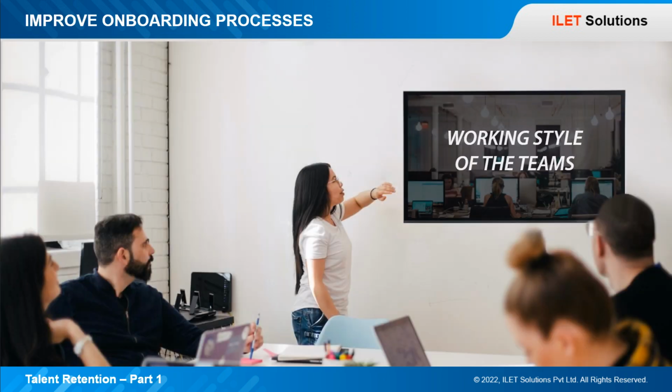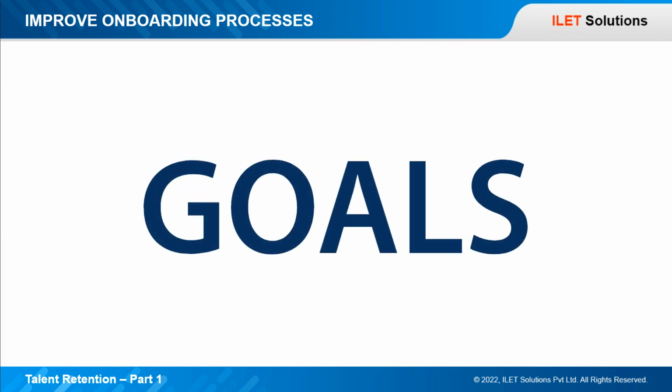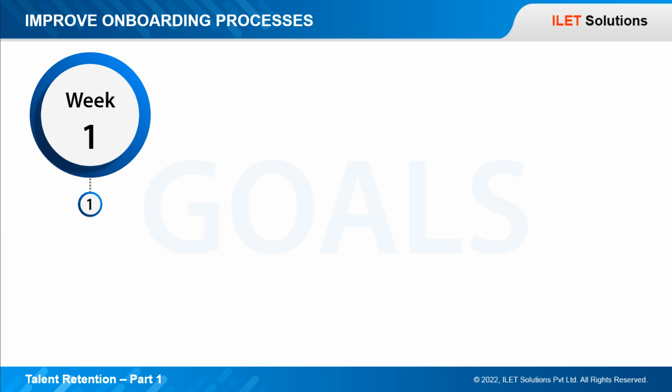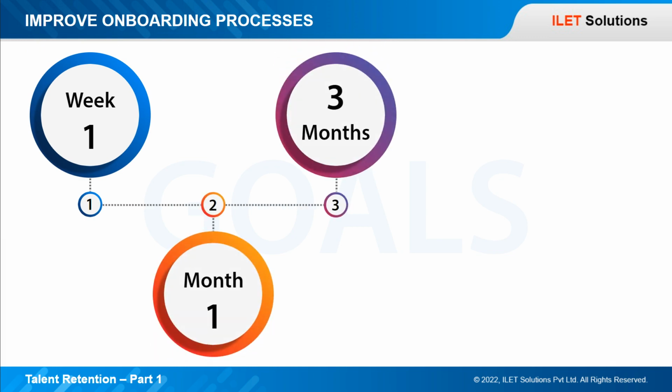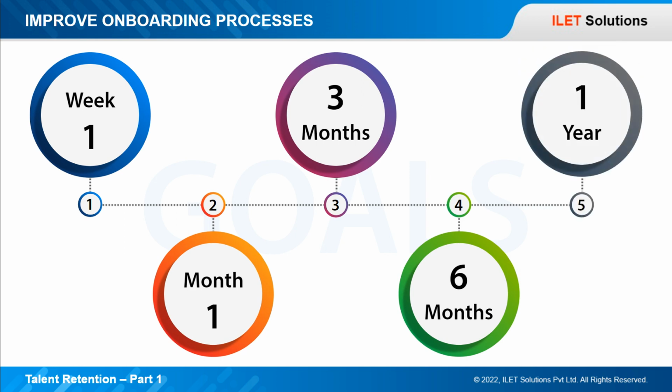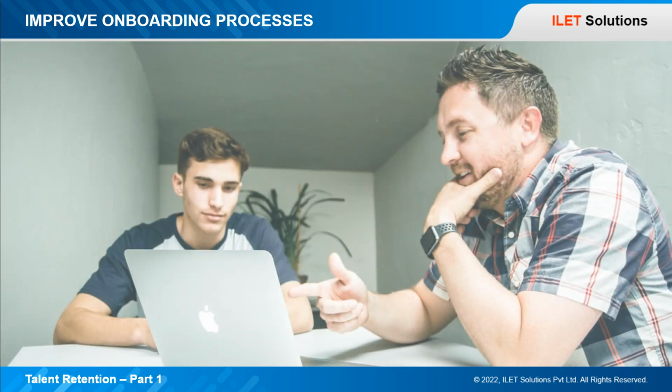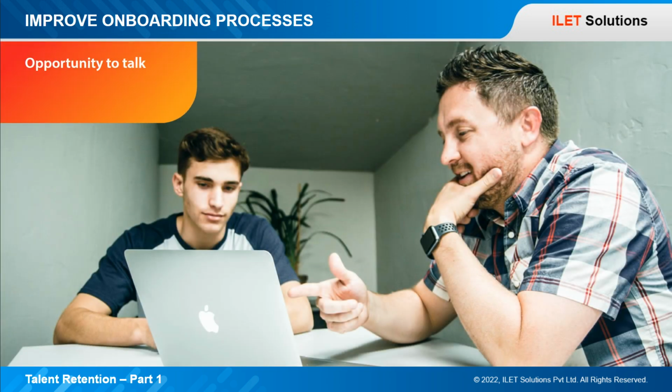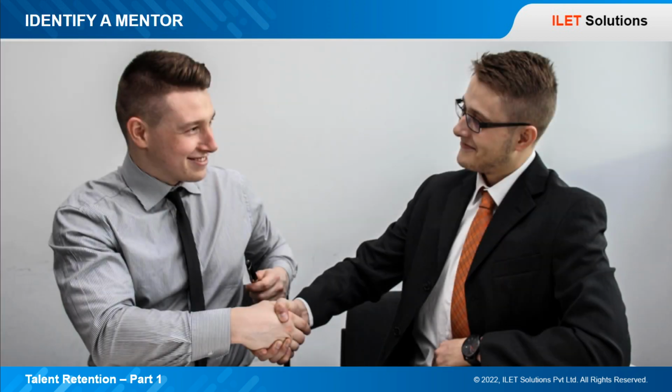Make them aware of the working style of the team they are going to interact with on a day-to-day basis. Lay out goals for them for their first week, first month, first 3 months, first 6 months, and their first year. This helps in aligning expectations and commit to a larger goal. Make sure they have every opportunity to talk with you about questions or any issues they may have. It will be a good idea to identify a mentor if you are tied up.